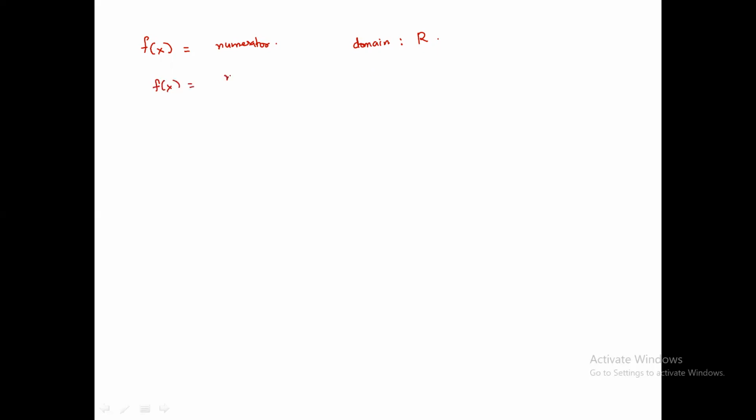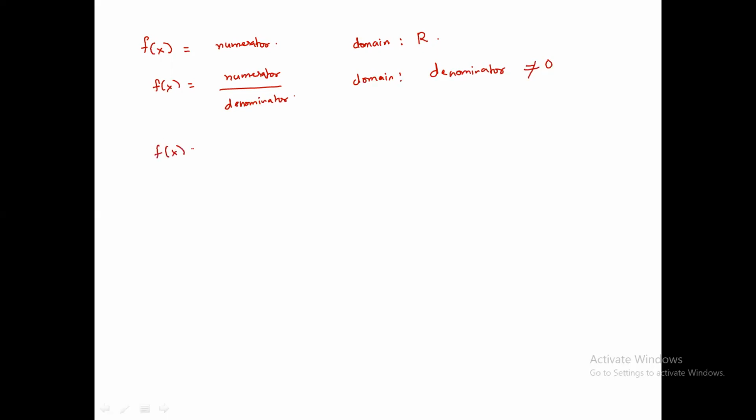But if the function has a numerator and a denominator, then when you find the domain, you have to take the denominator as the troublesome part. It should not be zero. It can be anything else.